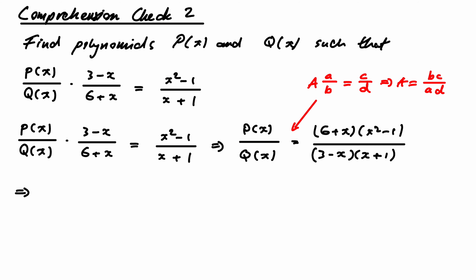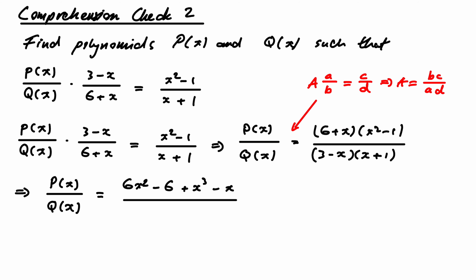So this implies that p(x) over q(x) would have to be equal to, let's go through this very carefully as always. First, 6x squared minus 6 is the outer, then the inner, x times x squared, exponent properties, x cubed there, and the last, minus x. All divided through by, same kind of story, 3x plus 3 minus x squared, and then finally just minus x.